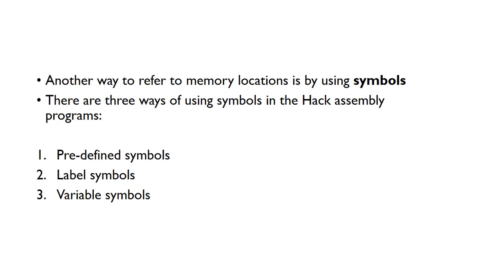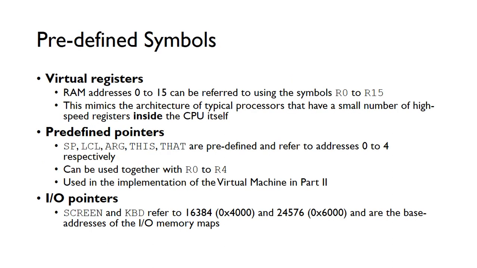by using symbols. So in the Hack assembler programs, there are 3 different types of symbols you'll come across: predefined symbols, label symbols, and variable symbols. The predefined symbols come as part of this platform, and they're made up of some virtual registers. RAM addresses 0 to 15 we can refer to using the symbols R0 up to R15. That's 16 registers in total: R0, R1, R2, R3 up to R15.